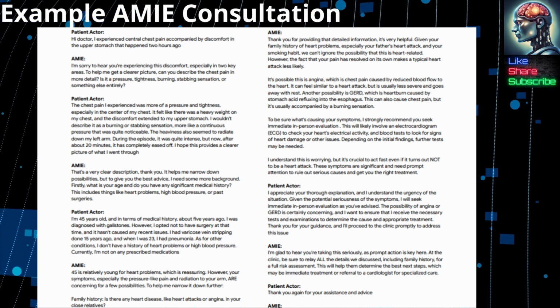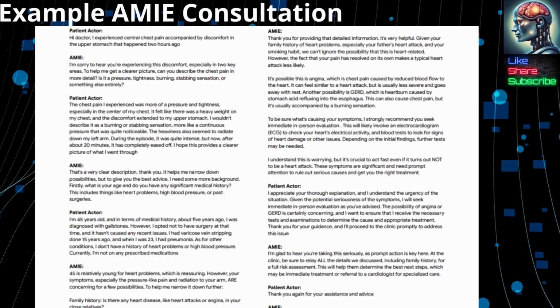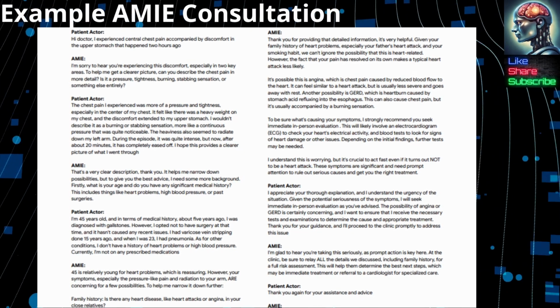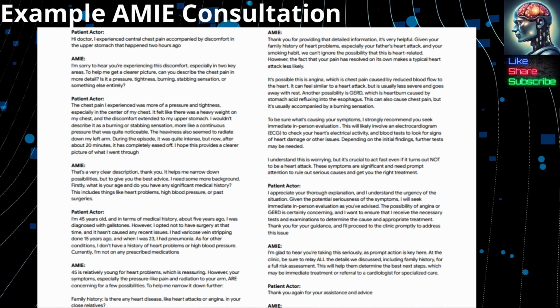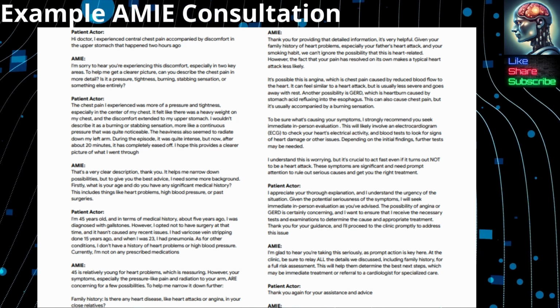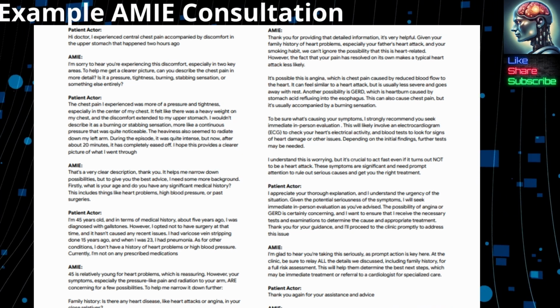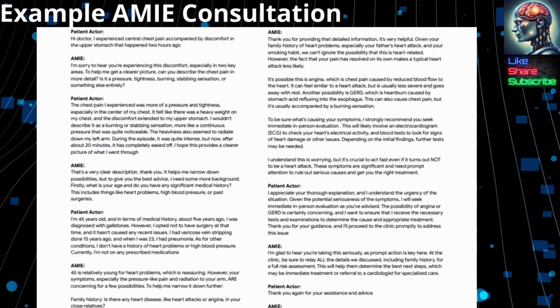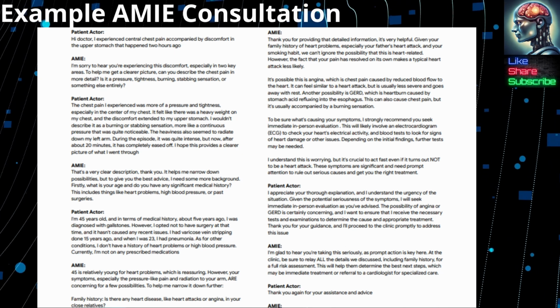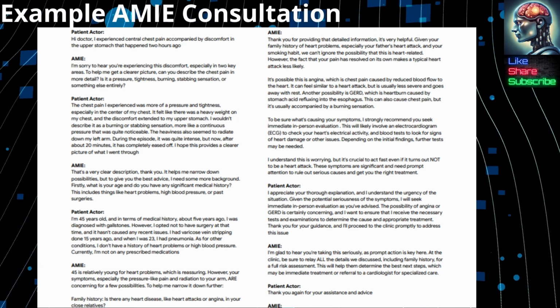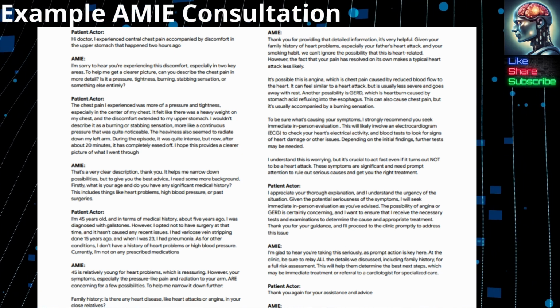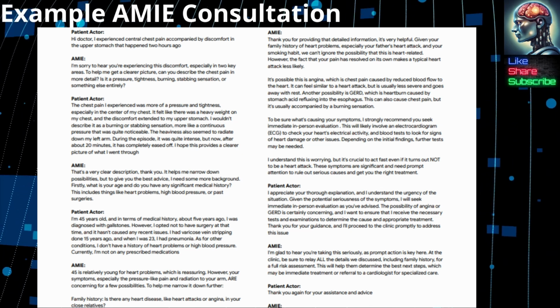AMIE says, "That's a very clear description. Thank you. It helps me narrow down possibilities, but to give you the best advice, I need some more background. Firstly, what is your age and do you have any significant medical history? This includes things like heart problems, high blood pressure, or past surgeries." And I leave you to read the rest of the conversation. I will put a link to the AMIE paper, which contains the whole conversation.